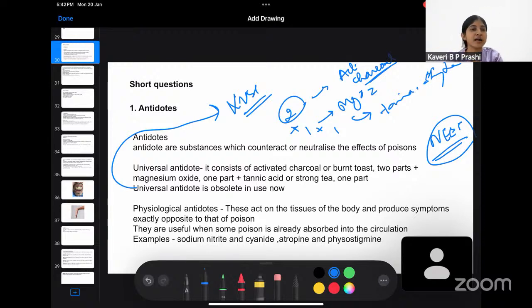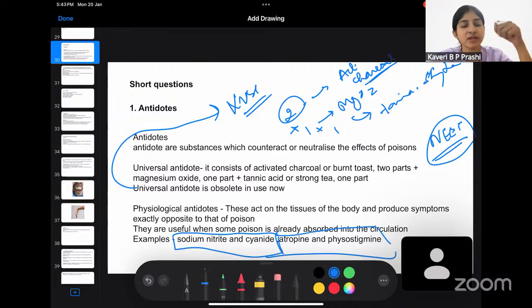Apart from this, we also have something called physiological antidotes. So what are these? These act on the tissues of the body and produce symptoms exactly opposite to that of the poison. So both these antidotes and the actual poison have opposing action, because of which they compete for the receptors and bring in opposite action. For example, you have to write 2 examples also, that will become important in such a question. One is something that we studied already: atropine and physostigmine would be one physiological antidote. Repeat after me: atropine and physostigmine. Then you have sodium nitrite and cyanide.